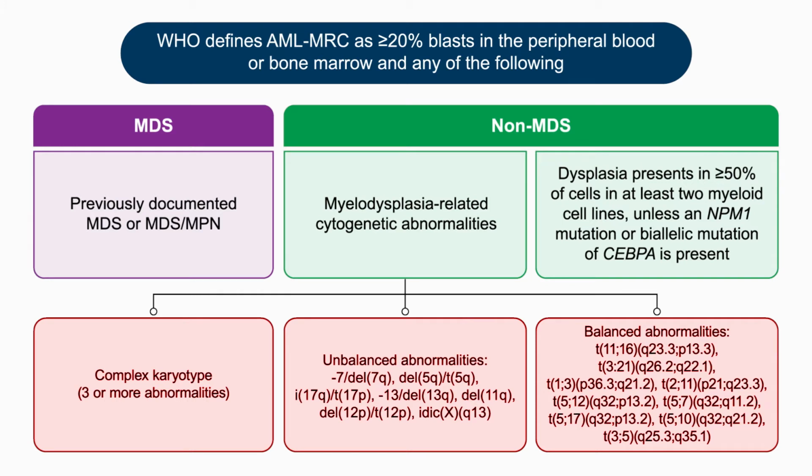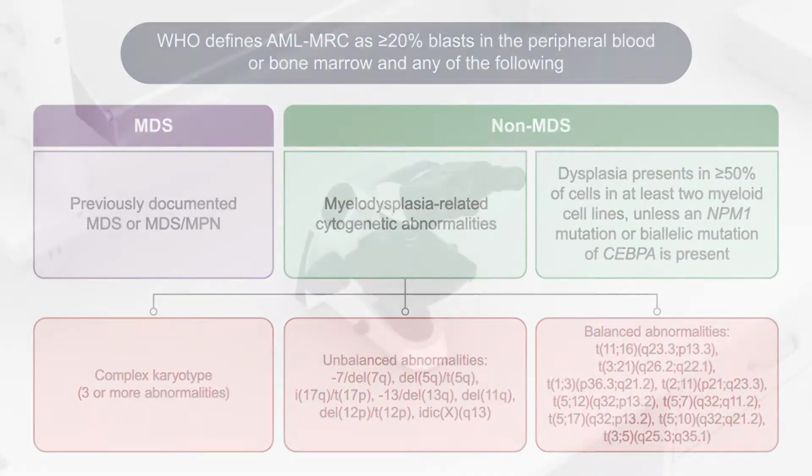And what we refer to as myeloid cell lines includes the megakaryocytes, the erythrocytes or erythroid progenitors, and the myeloid cells or granulocytic progenitors. Now, there is one caveat to this criterion, and that is that it cannot be in the setting of an NPM1 mutated or a biallelic CEBPA mutated AML, because those types of AML will often have morphologic dysplasia that does not have the same prognostic implications.